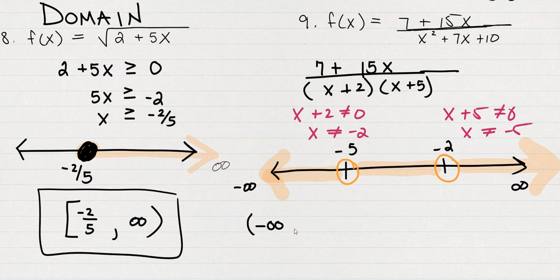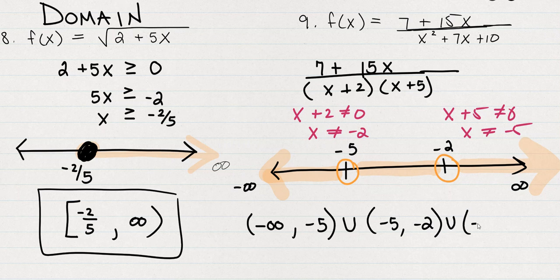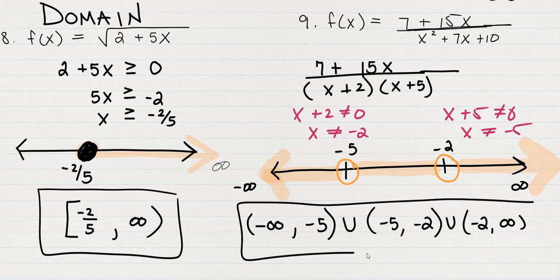Here's what you should have had. Negative infinity to negative 5, or, and we're going to exclude that negative 5, or negative 5 to negative 2, excluding the negative 2, so a parenthesis, not a bracket, or negative 2 to infinity. And that's what it would look like in interval notation.